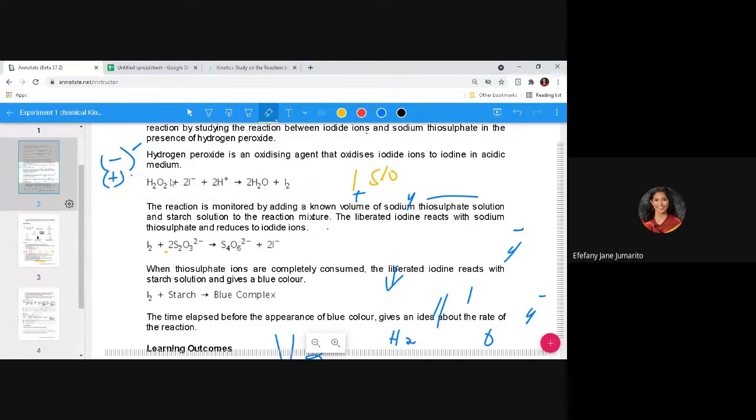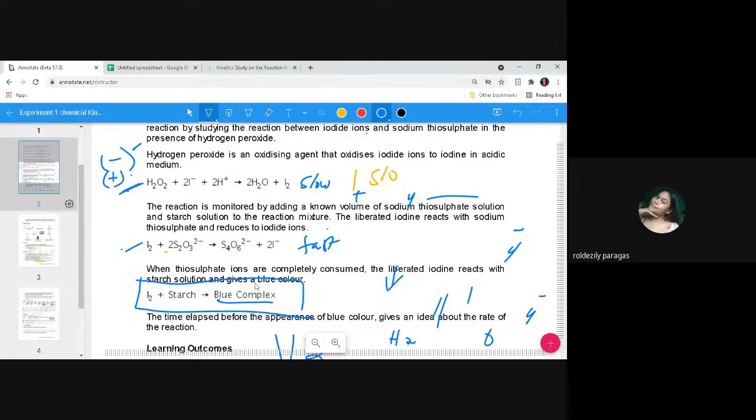All right, so these steps: we have the fast, the slow one, and then we have the fast step. These are the behind-the-scenes chemical reactions. Now, this participates in our reaction mechanisms, right? Reaction mechanisms. Then we have our overall I2 plus starch, which will yield a blue complex.